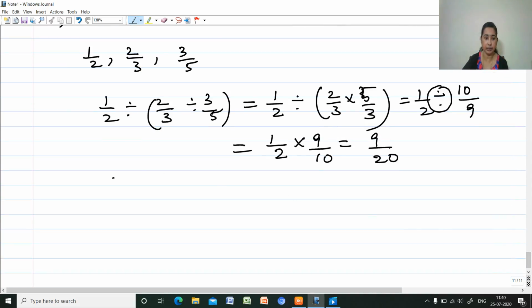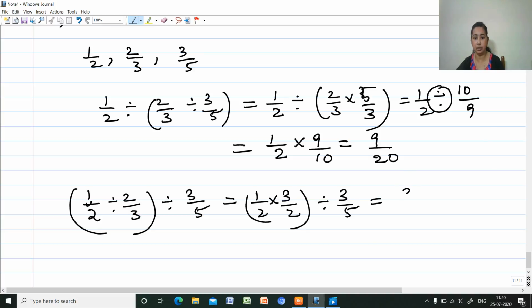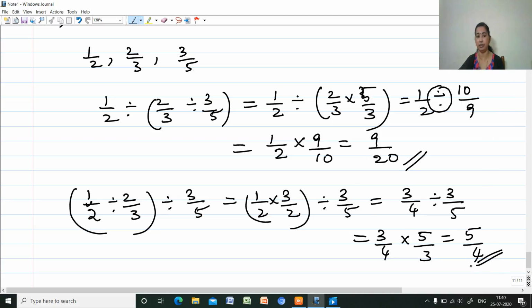Now checking the other way, that is A divided by B divided by C. For division we are doing, 1 by 2 divided by 2 by 3 divided by 3 by 5. So 1 by 2 into 3 by 2 divided by 3 by 5 is equal to 3 by 4 divided by 3 by 5, that is equal to 3 by 4 into 5 by 3. So that is 5 by 4. So you can see that both answers are different in the case of division. So it is not associative.